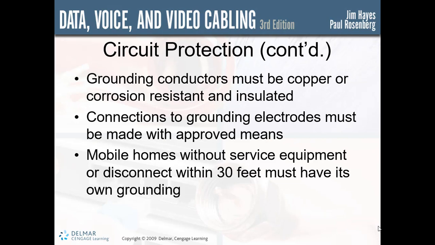Mobile homes without service equipment or disconnect must be grounded within 30 feet. You must have circuit protection within 30 feet, and it must have its own grounding.